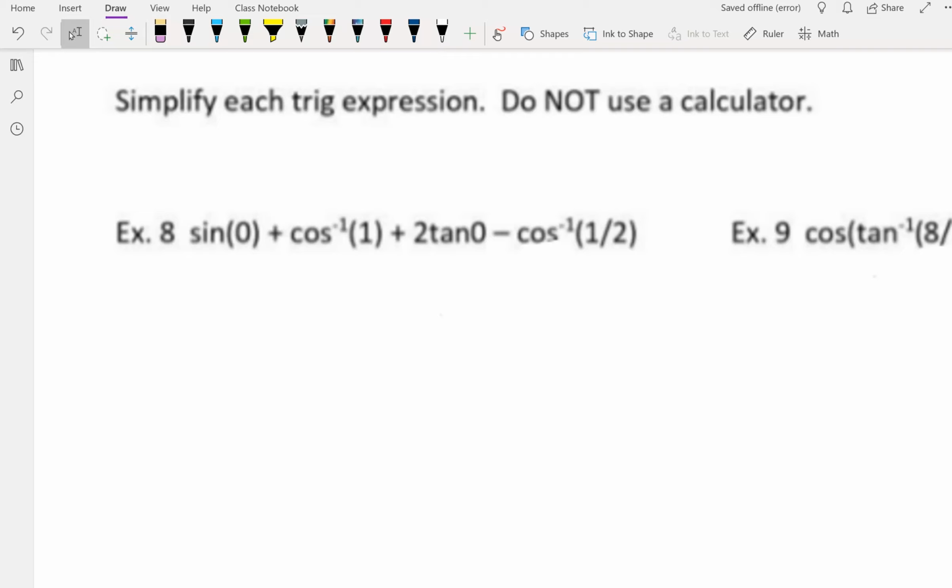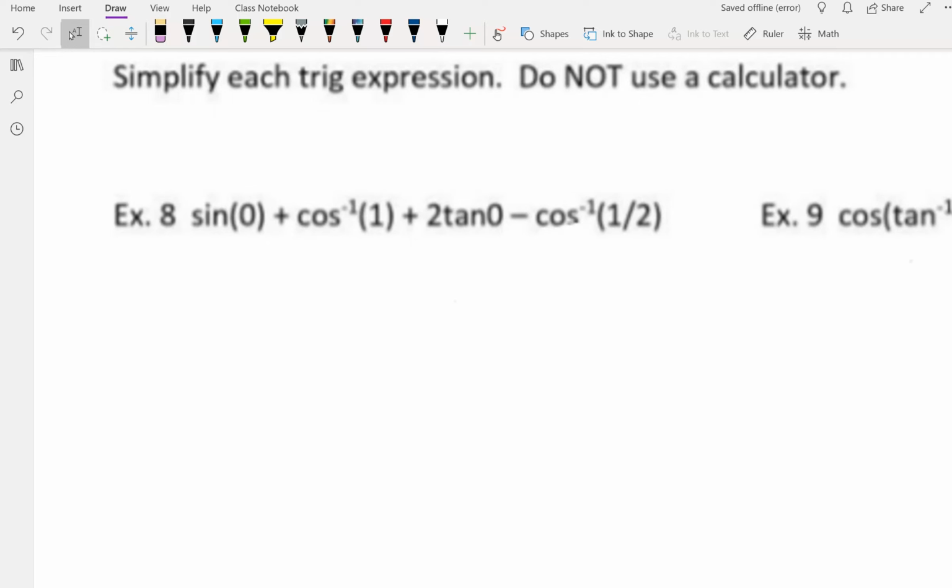We're just going to do a little practice here, simplifying the expressions without a calculator. So if you feel kind of good about this, you can pause the video and try to simplify this. Otherwise, you can watch me do this one. So we're going to start by doing sine of 0. Well, think back to last unit. Sine of 0 is 0.